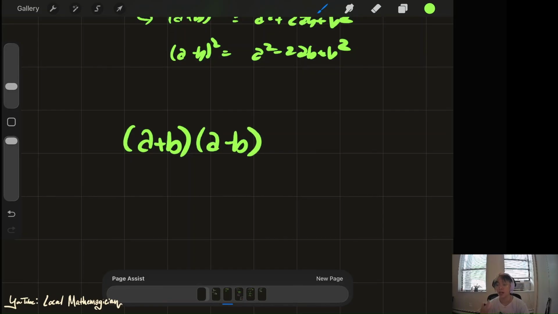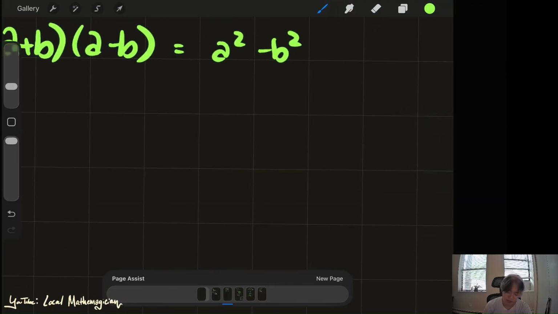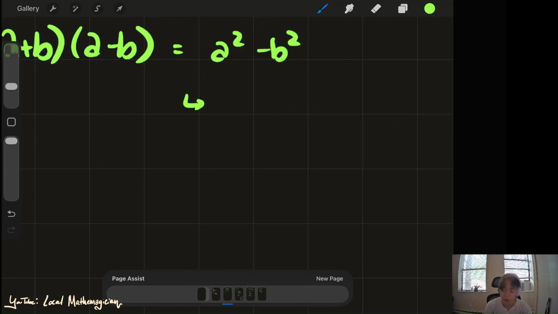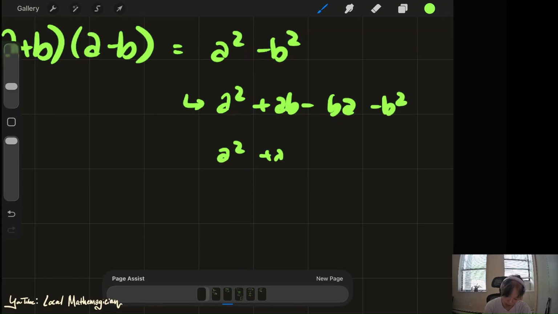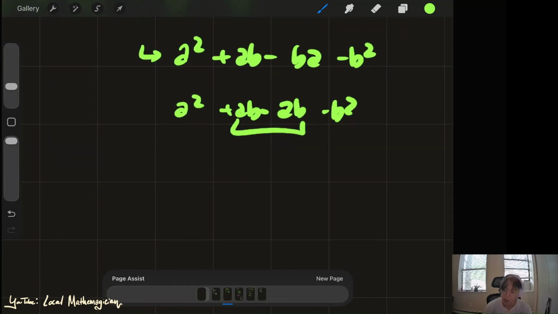Okay, if you're back, it's go time. This should give you a squared minus b squared. Where'd your other two terms go? So glad you asked. If you FOILed it, you would know it's a squared plus ab minus ba minus b squared. These two are the same. ab minus ab is 0ab, a squared minus b squared.